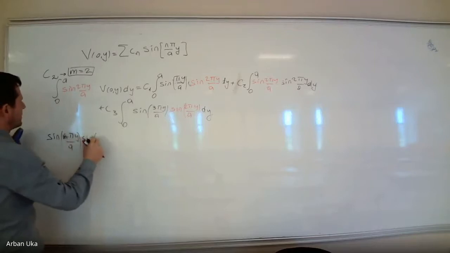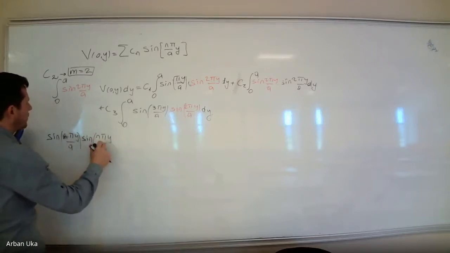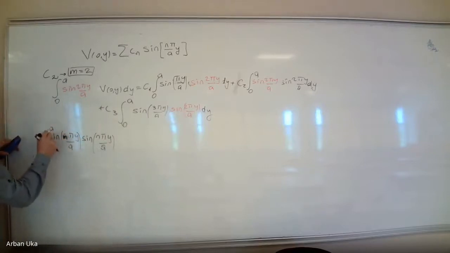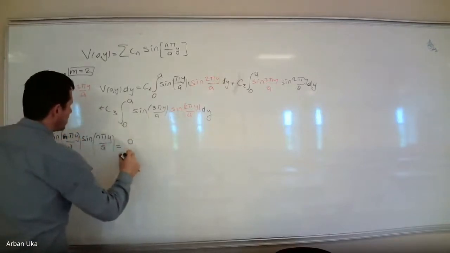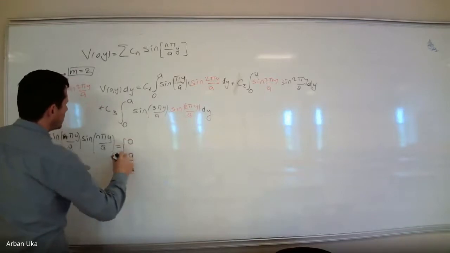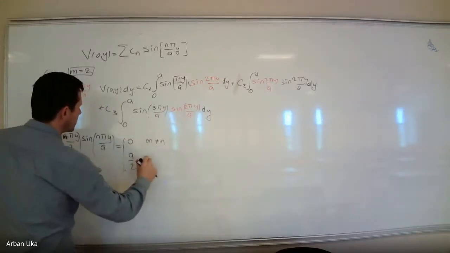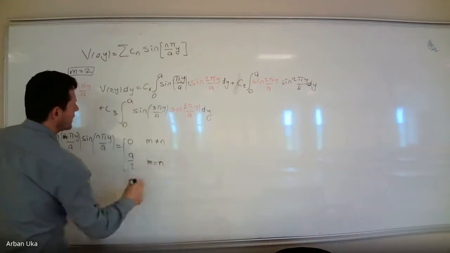Meanwhile, we also know that sine m pi y over a times sine n pi y over a, integrating from 0 to a, is either 0 or a over 2. It is 0 where m is different from n. It is a over 2 where m is equal to n.